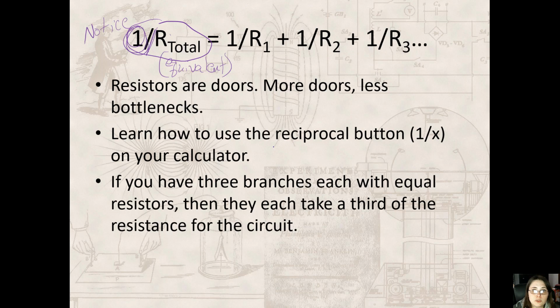So there is a reciprocal button on your calculator, the 1 over X on your calculator. It's your friend. Make sure you know how to use it. So if you have 3 branches with equal resistors, they'll each take about 1/3 of the resistance of the circuit. So that can make your math a little easier if you get that as a problem. So then you don't have as much work to do.